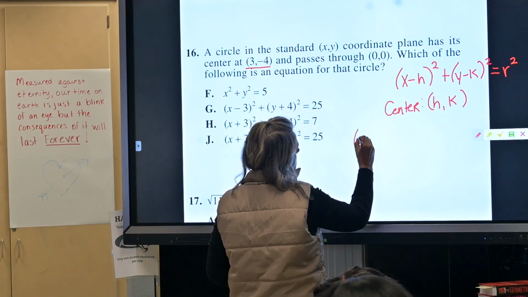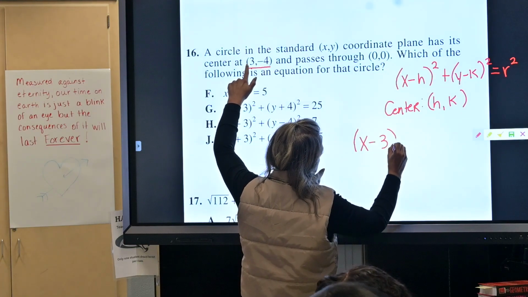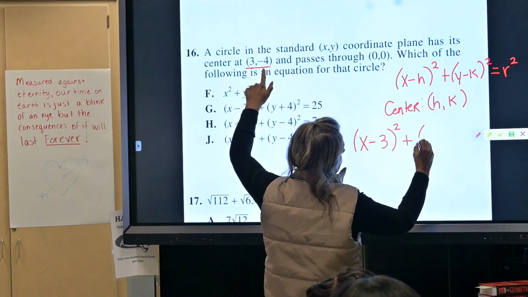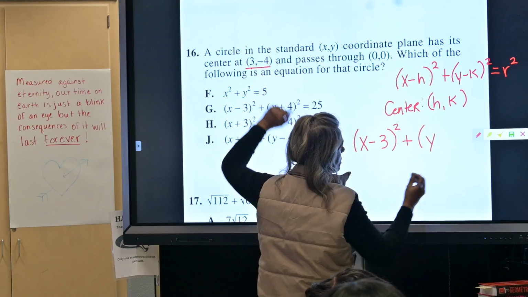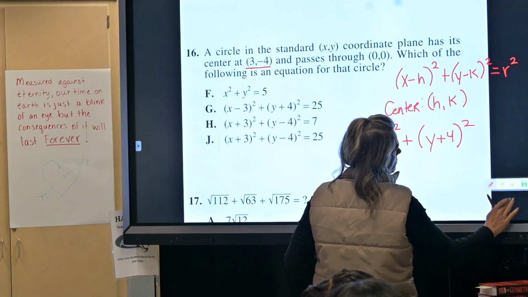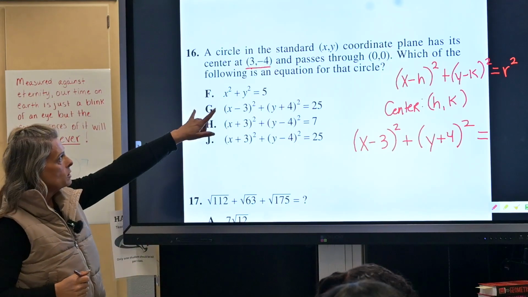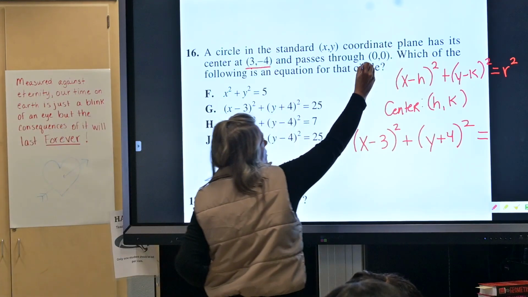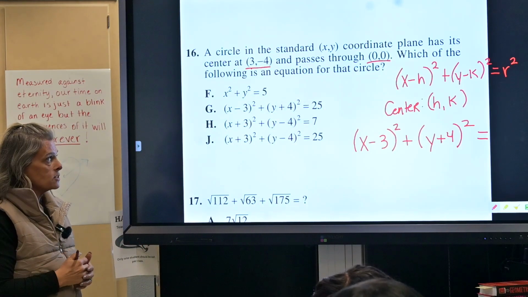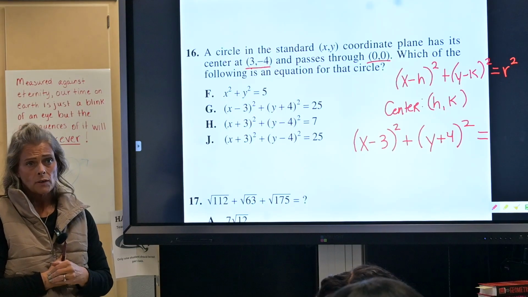So this would be x, and I'm going to look, it's positive 3, so it is going to be x - 3. Okay, remember it's always the opposite sign. Okay, plus y. It says -4, so it needs to be y + 4, squared. Equals, okay? Now, I will tell you that we would need to do a distance formula to figure out how far away the center is from a point that the circle passes through, but we don't even have to do that. Can you guys see the right answer right now before we even find the radius?